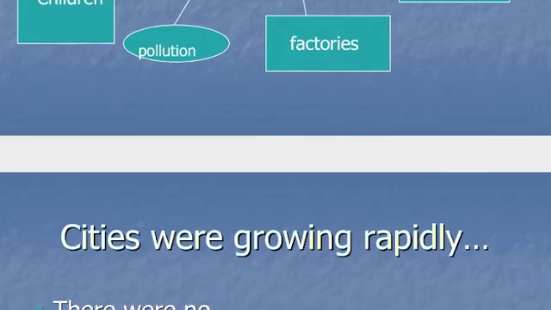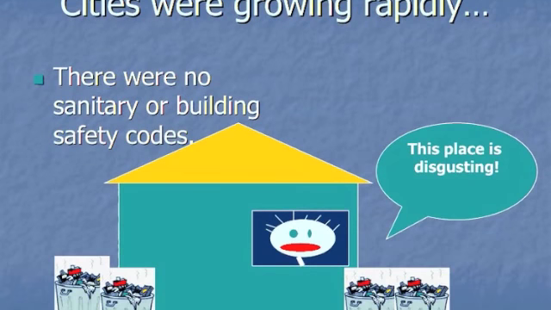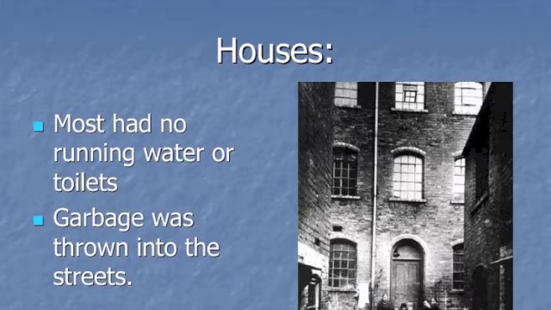So the first thing we're going to discuss, something we've talked a little bit about in class, is how cities were growing very rapidly. As in England, for example, people were moving out of the agricultural areas into the urban areas. But the cities were not able to keep up with the pace of this mass migration. So they didn't have things like sanitary codes or building safety codes or all those laws to protect people. So as a result, they were pretty much filthy and dangerous and crowded.